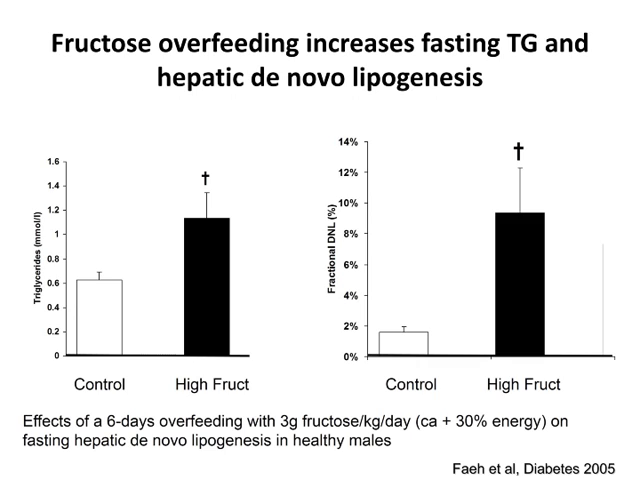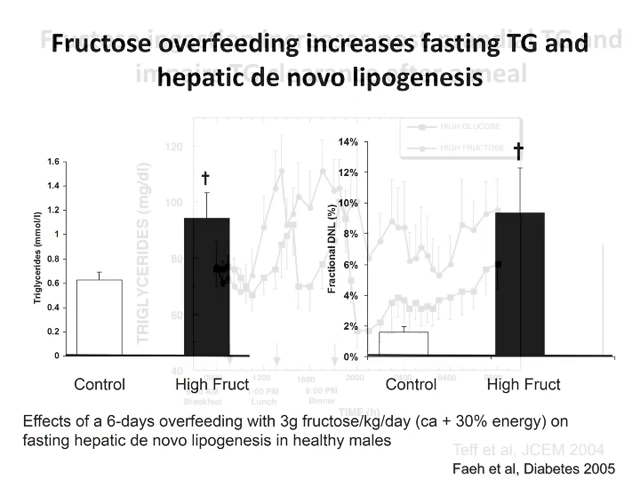For fasting triglyceride, there is clearly a relationship with a stimulation of hepatic de novo lipogenesis, so conversion of carbohydrates into lipids. And that's what you see here on these slides, with a 6-day overfeeding with 30% energy as fructose. You get an increase in fasting triglyceride on the left, and in fractional hepatic de novo lipogenesis on the right.